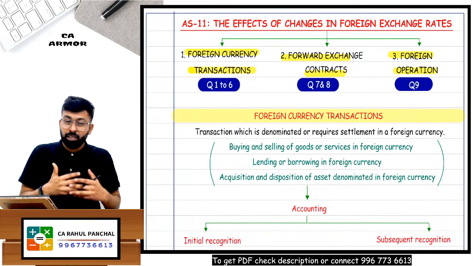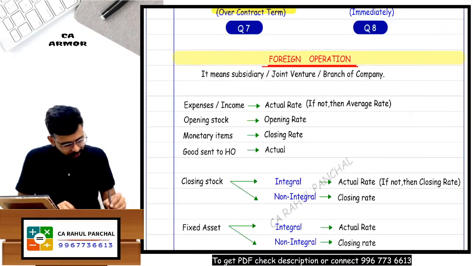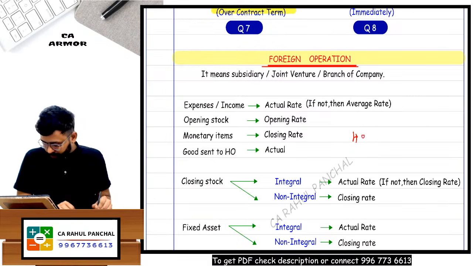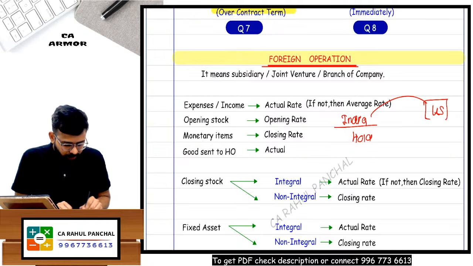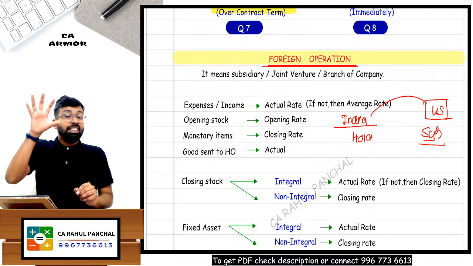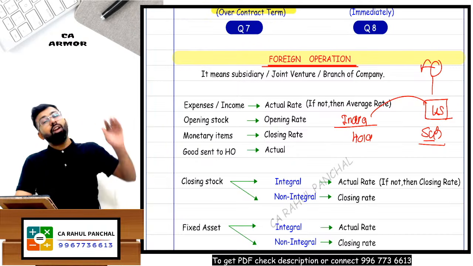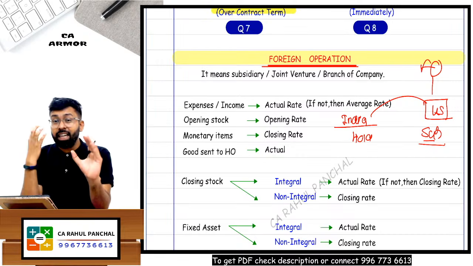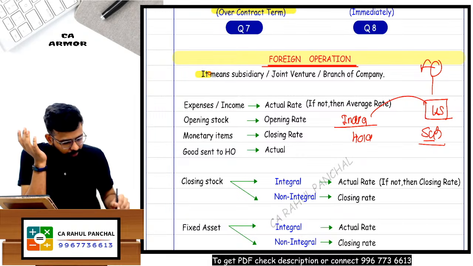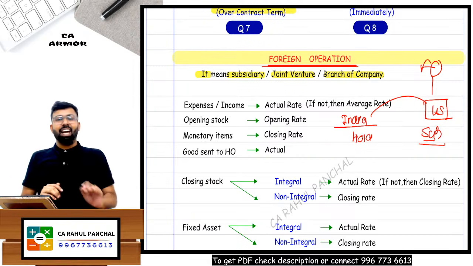Operation is not something which happens in a hospital. Here when I say operation, it means I am in India, and this is the holding company. I have one company in the US, which is my subsidiary company. That subsidiary company, joint venture or branch of this company is known as a foreign operation, because those operations are being conducted in a country other than India. So a subsidiary, joint venture or branch of a company which is located outside India is known as a foreign operation.